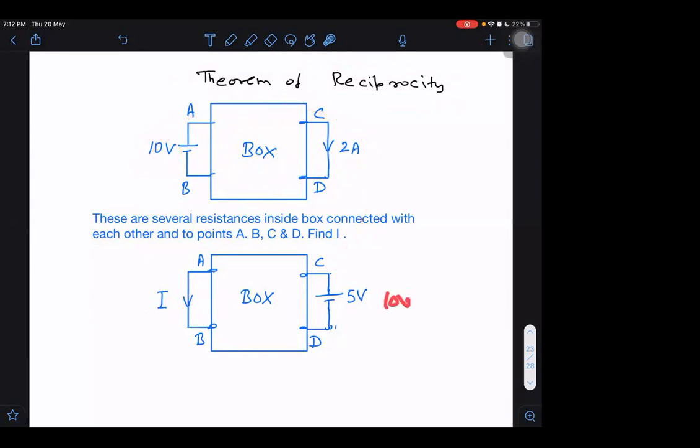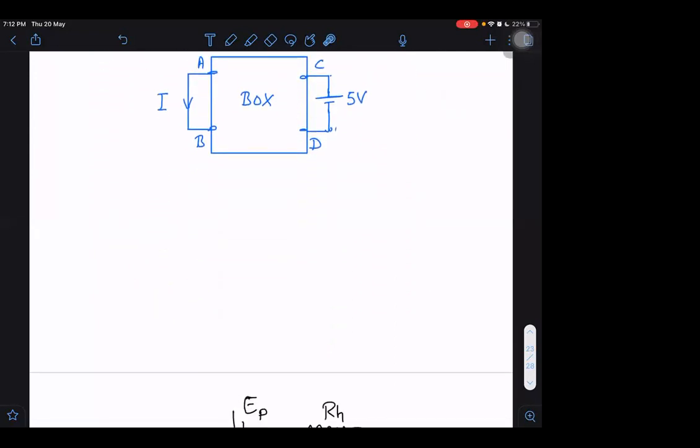But instead of 10, I have kept a battery of 5 volt. Now what do you expect? 1 ampere. Now it will become 1 ampere. It will also become half. You already know this. Fine. That is good. It is good that you know this already.